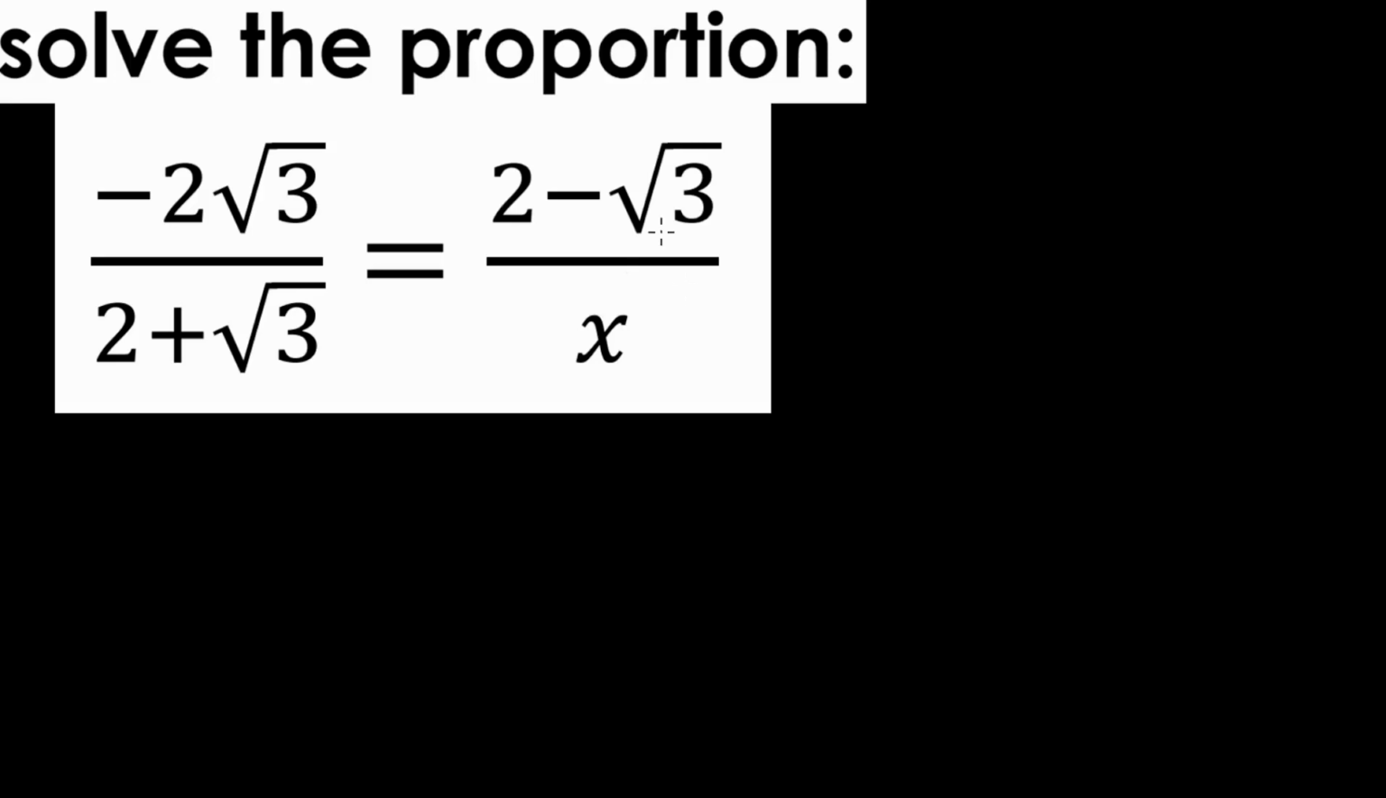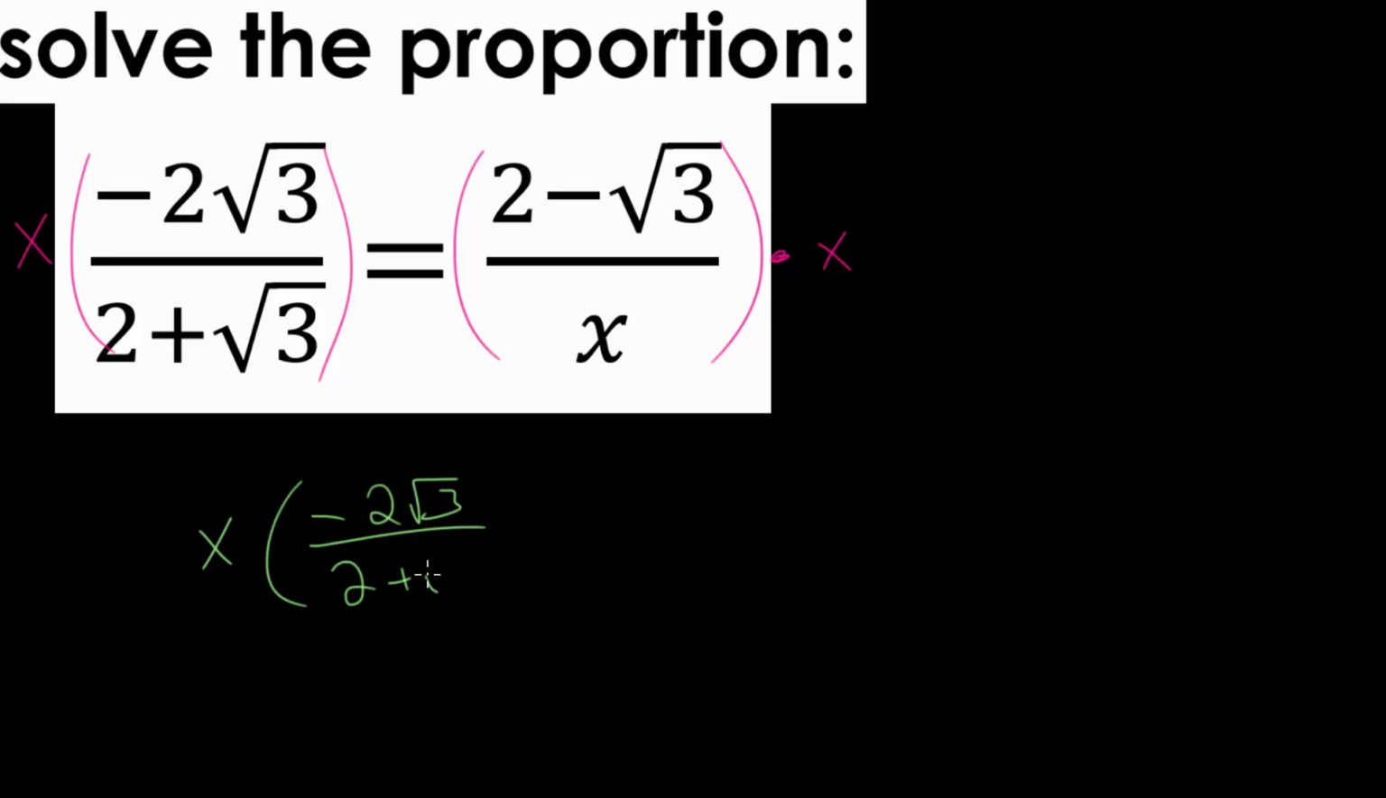The general idea is that we need to notice x is in the denominator. So to get x out of that denominator, we will multiply both sides of this equation by x, since when we do that on the right-hand side, x divided by x is just equal to 1. So we can rewrite this as x multiplied by this radical expression, this quotient, minus 2 root 3 over 2 plus root 3, and this is all equal to 2 minus the square root of 3. The next step is to get x by itself.